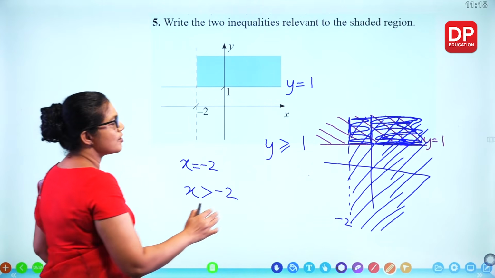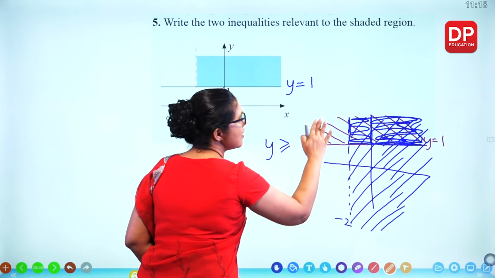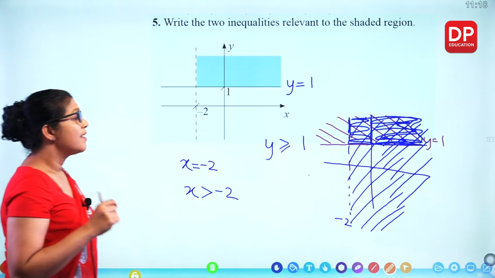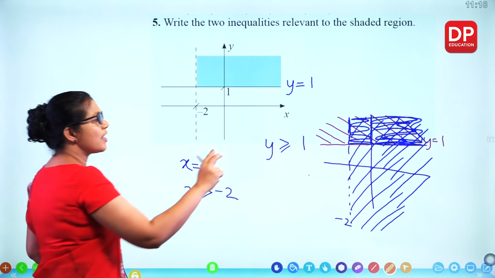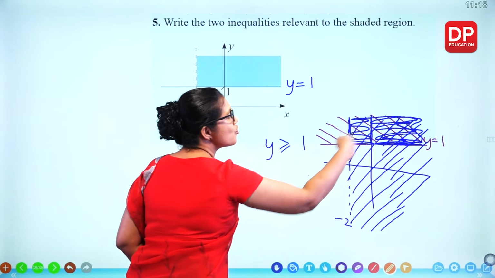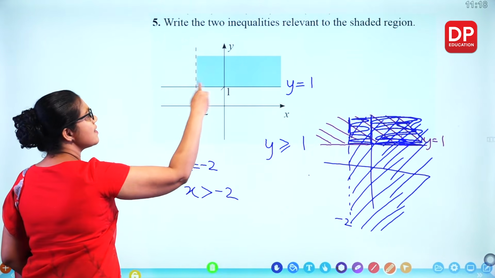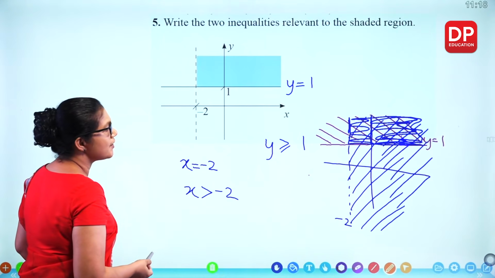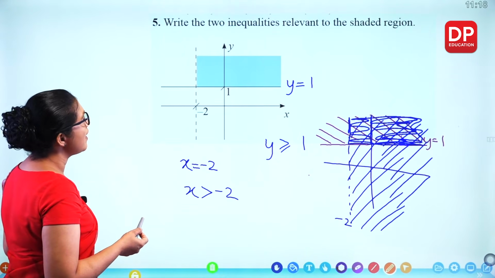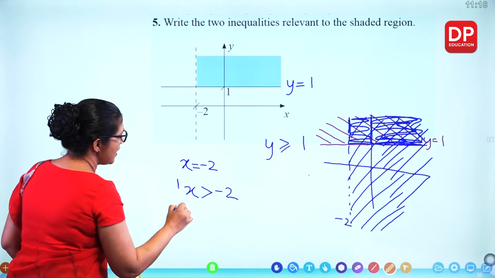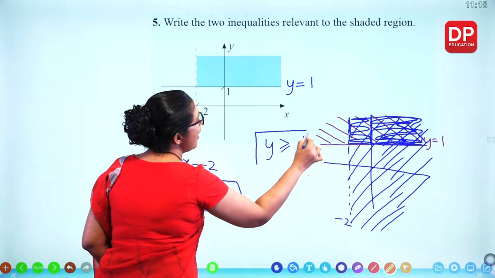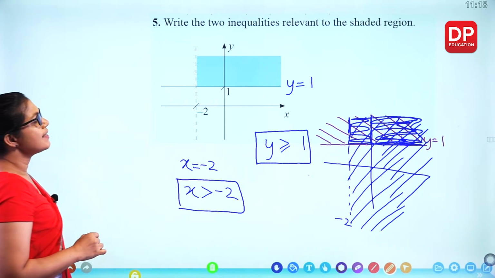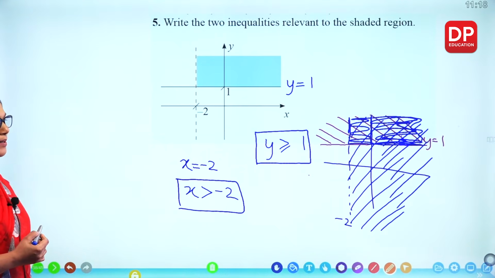Now there is no need to draw these separately, because they are asking for the region that satisfies both. So you need to think about both these two lines. This is the common region. So what are the two inequalities satisfied by this region? x is greater than minus 2 and y is greater than or equal to 1.